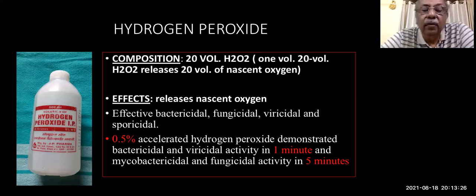And 0.5% accelerated hydrogen peroxide is demonstrated to have bactericidal and virucidal activity in 1 minute. And against mycobacterium as well as fungus, the activity starts in 5 minutes.